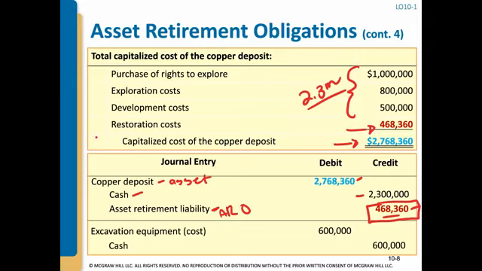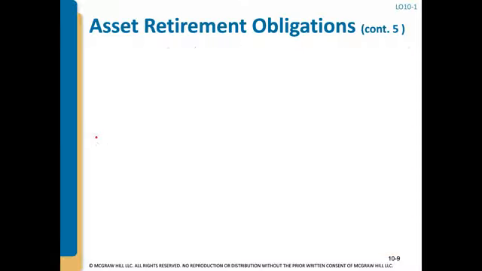Additionally, the problem told us about some equipment that was purchased that will be sold in the future. So we're going to capitalize that at $600,000. So debit excavation equipment, $600,000, credit cash, $600,000.